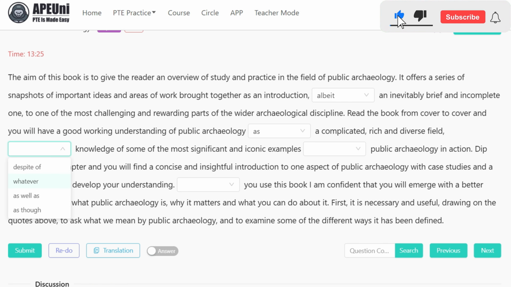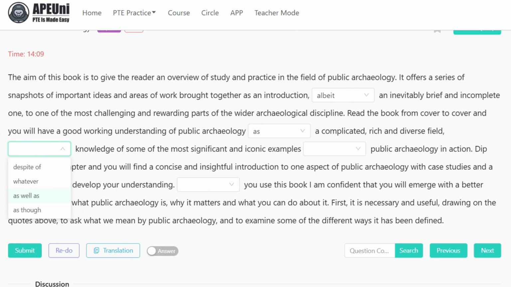Next one is whatever. Whatever refers to an unspecified choice or condition which doesn't fit the sentence structure. For example, whatever happens, I will support your decision. You can choose whatever you like from the menu. Makes sense. As well as correctly introduces additional information, linking knowledge of public archaeology to significant examples.